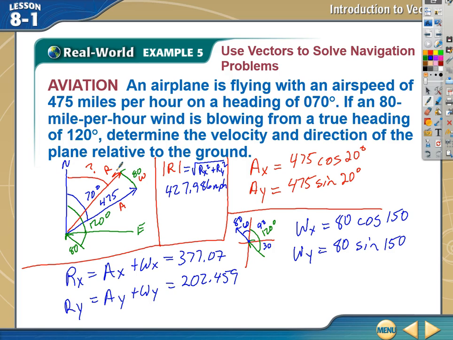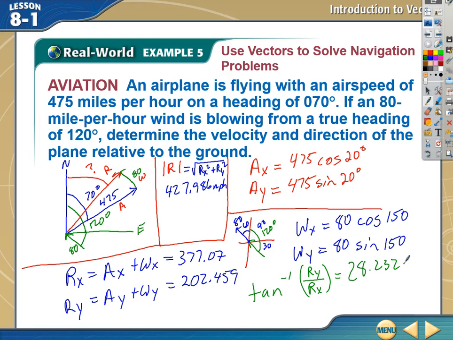About 50 miles per hour slower. It's quite a bit. Now, what's my degree measure? Again, remember my degree measure? To find my degree, I've got to do inverse tangent of Ry over Rx. Again, I go tap, tap, tap away, and I find out that that's 28.232 degrees. But is that what I want?